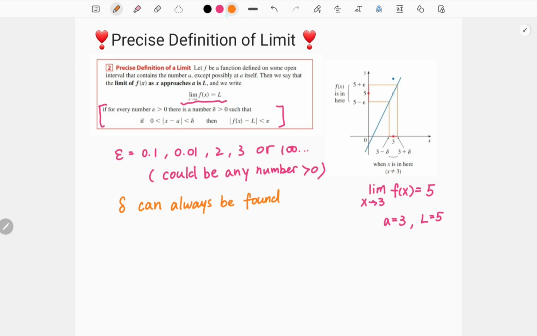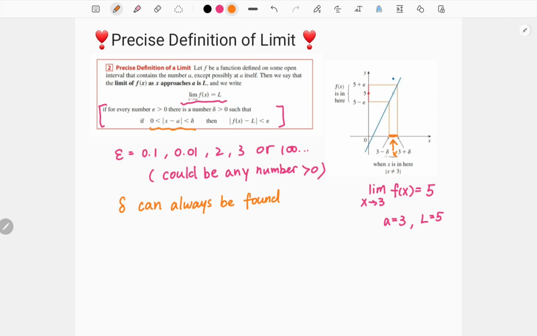So the following condition, this equation, means my x is in between this orange line here. Let's look at the graph. This is my x value, so the distance between x and 3 is smaller than delta, means my x falls into this orange line.